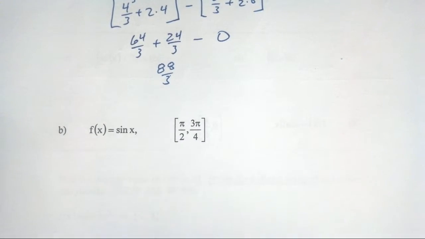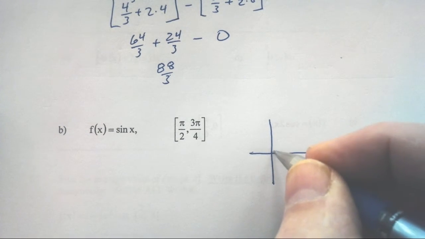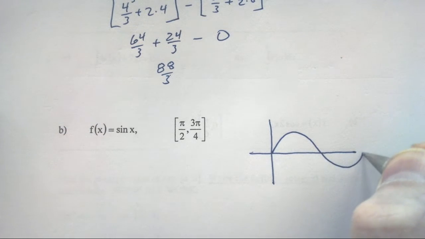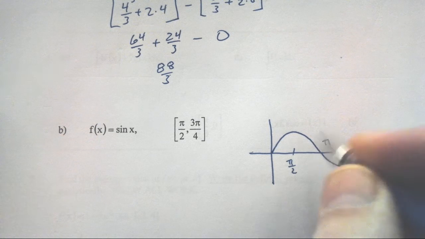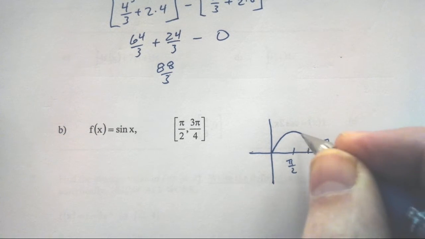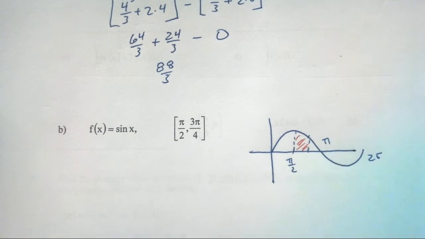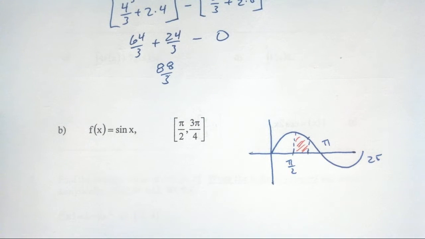Okay, now sine of x. Let's take a look at the graph of sine. The graph of sine looks like this. Here's pi on 2, and here's 3/4 pi right here. And again, we don't cross through a 0, so all of our area is above.